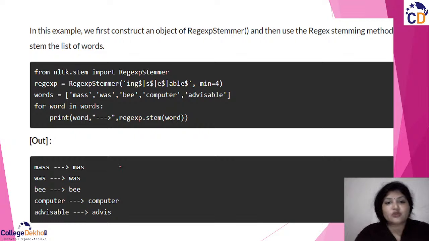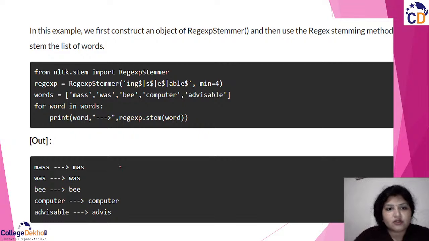We used to have a regex library, or regex functions, for such types of functions. I have used that for web scraping, I made one module and used a regex expression for that purpose. We also have this stemmer, which is a module for extracting the base forms. So you have mass, was, be, computer, and advisable.